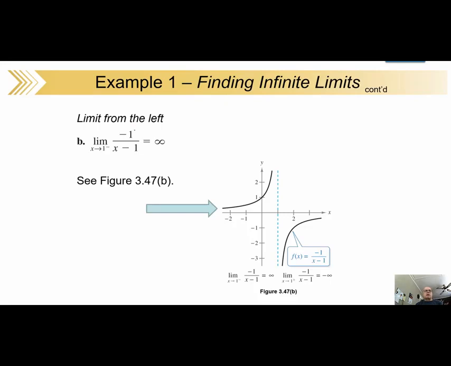Example number 2, just a little bit different. Again, this is approaching from the left, and this is what the graph is doing in this case. As you get closer to that 1, the y values approach infinity. On the other side, approaching from the right, as you're approaching 1 on this side, your y values are getting close to negative infinity.